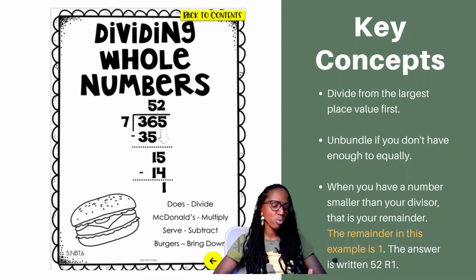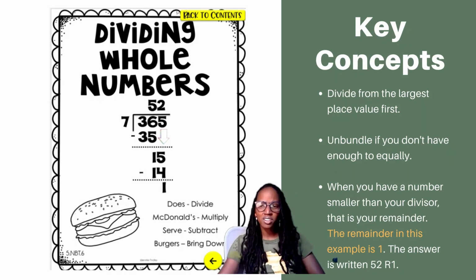When we get to a point where we cannot share equally anymore, we have to unbundle to the next place value. That's going to give us more to share. And when the number we have remaining, for example on this anchor chart, the number 1, is smaller than the divisor, then that example will have a remainder. And in our next lesson, we'll look at how to represent a remainder when we're dividing.